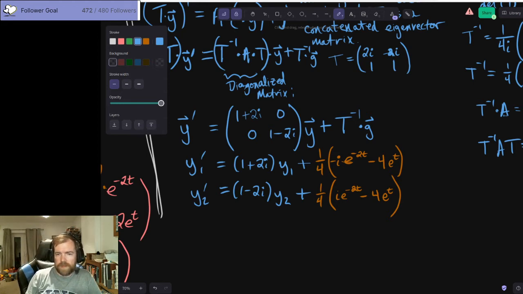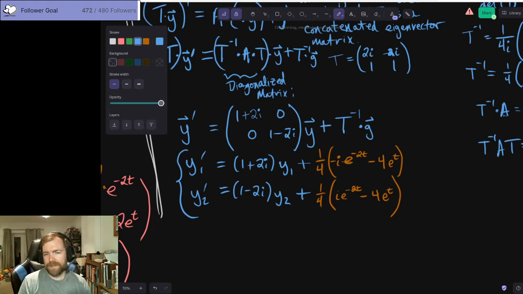With all of that, what do we have here? It looks like a differential equation. And each of them individually look like what kind of differential equation? Well, first order.